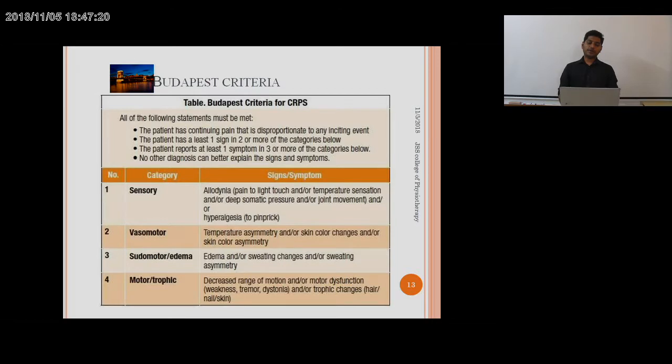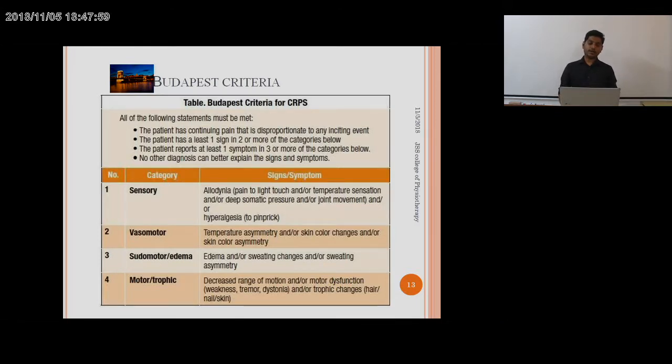So the first one is that the patient has continuous or continuing pain that is disproportionate to any inciting event. So the inciting event, the area of injury and the area of pain right now should always be disproportionate, and it should always be higher. And the patient has to have at least 1 sign in 2 or more of the categories mentioned below. The patient reports at least 1 symptom in 3 or more of the categories presented below, and no other diagnosis can better explain these signs and symptoms. If there is no other diagnosis showing the patient is having pain or any other changes, then you can grade him as CRPS.